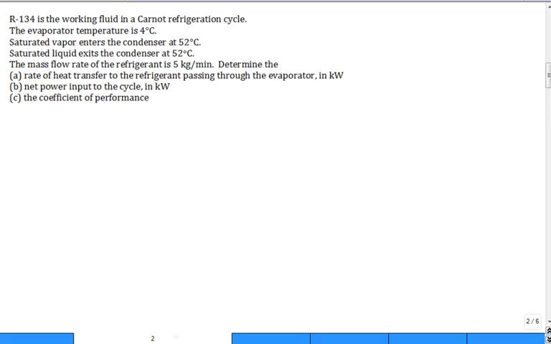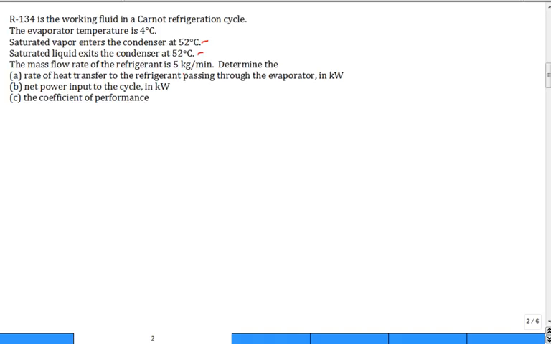Here's a problem. We have refrigerant 134a. It's a working fluid in a Carnot cycle. The evaporator temperature is given. So they didn't give us the evaporator pressure, they gave us the evaporator temperature, which is fine. And the saturated vapor enters the condenser at 52 and exits the condenser at 52 degrees C. So they give us the temperature of the condenser instead of the pressure of the condenser, but that's fine. And the mass flow rate in the loop is 5 kilograms per minute.